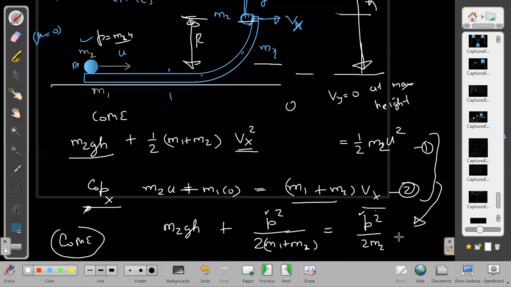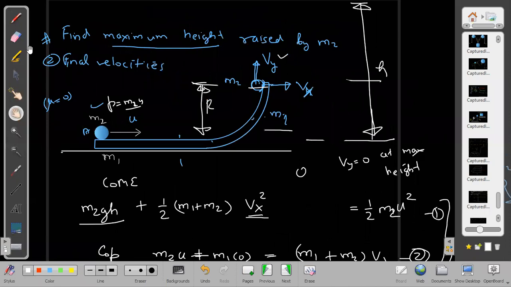If I write this way, then it's much better. This is the best equation now. This way we should write. Okay, so I think this is easier for you. But one thing is still pending. Which is pending here? Second part is pending.